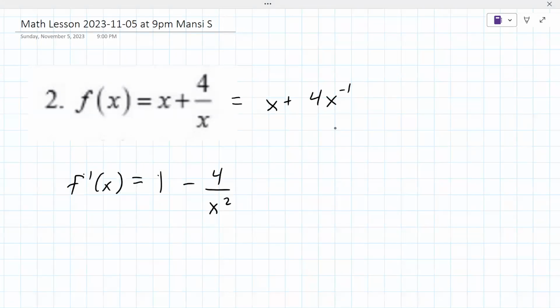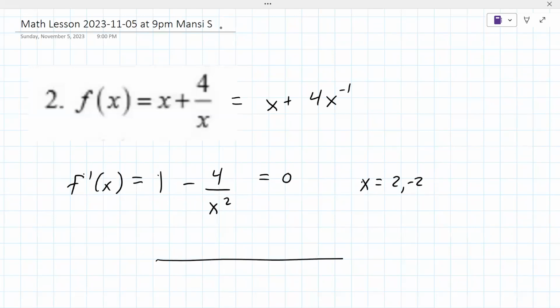So now you have to set this equal to 0. Could you quickly solve for the 1 or 2 critical points here? Would it be x=2, x=-2? Very good.